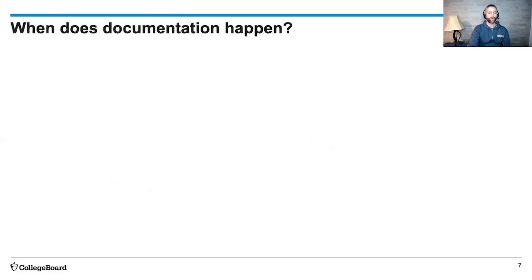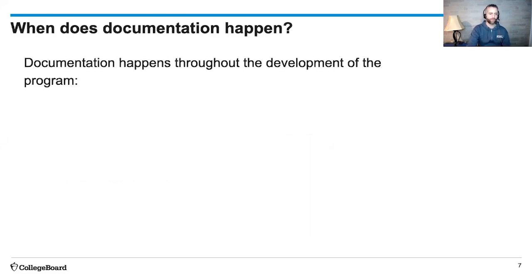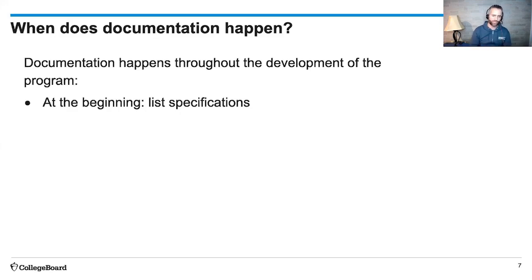All right, so when does documentation happen? Well, documentation happens throughout the development of the program. It happens at the beginning. You're going to start to list the specifications. When you think about, okay, what is the purpose of this program? You're going to write down what are all of the things that this program is going to do. So you're going to list these things out.